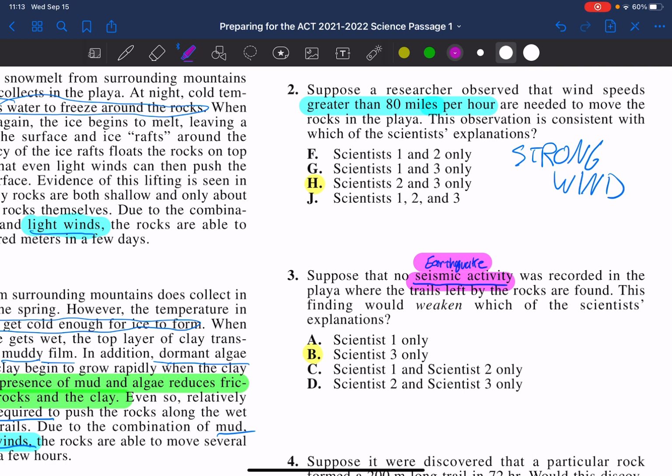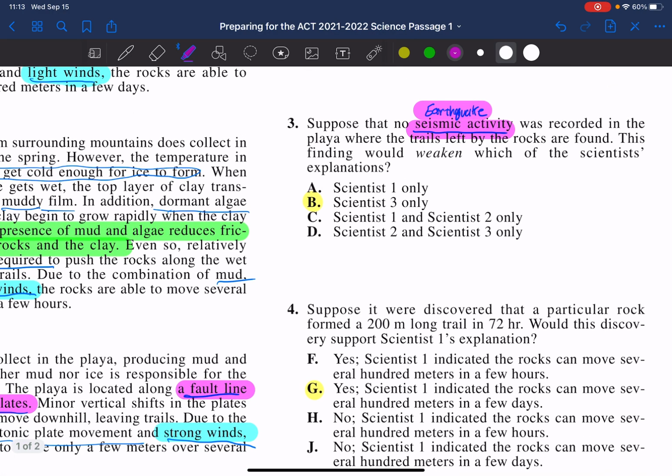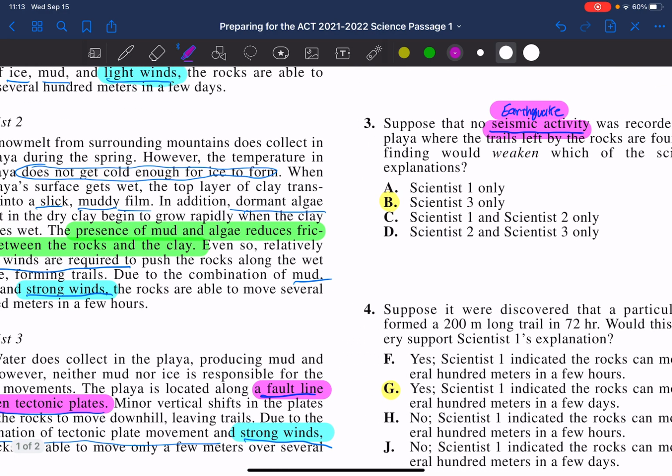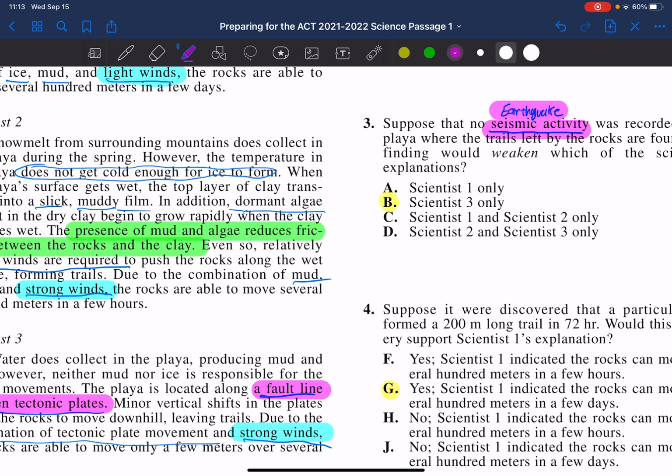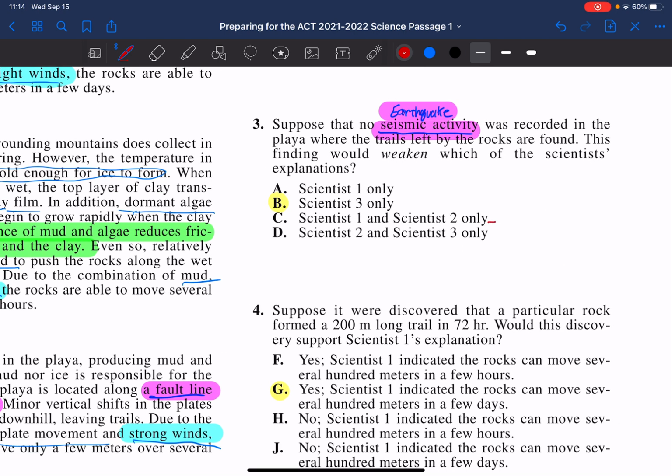And so it's saying no seismic activity was recorded. Well, Scientist 3 is saying that you need seismic activity, that is, you need those fault lines in order to make the rocks move. And so that weakens Scientist 3's argument. If you chose answer C, it actually strengthened theirs, because they don't believe that earthquakes are necessary. But Scientist 3 does think that earthquakes are necessary. So if they're not there, Scientist 3's argument has now gotten worse.